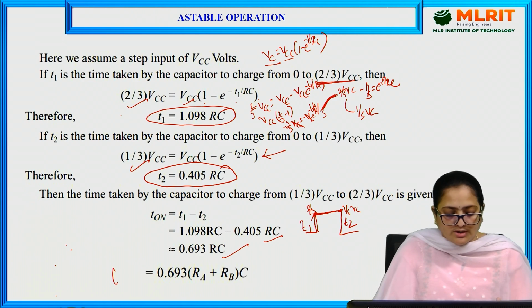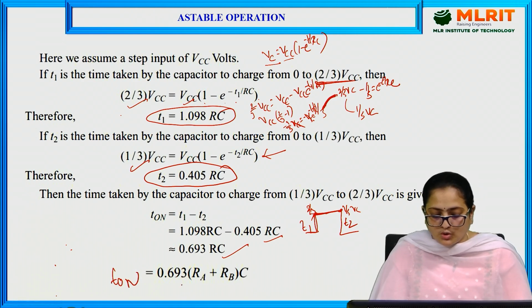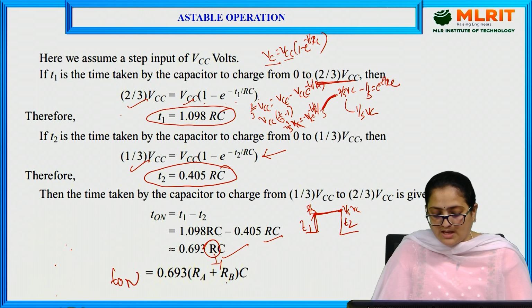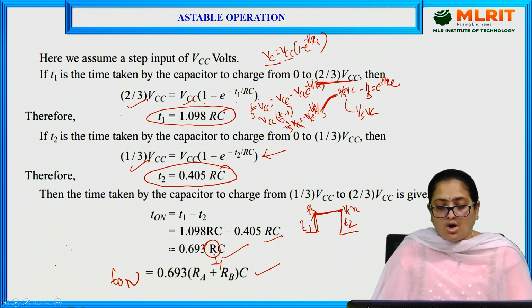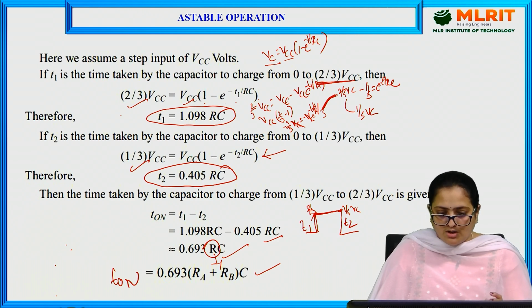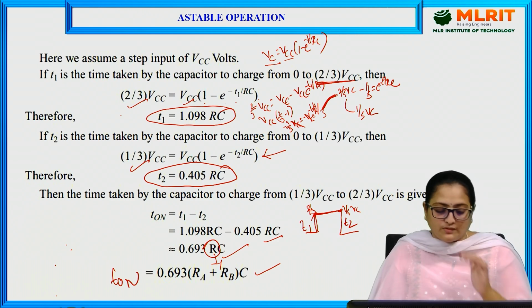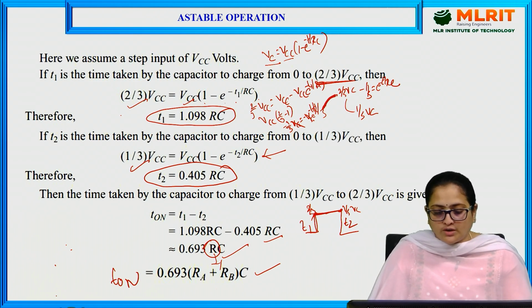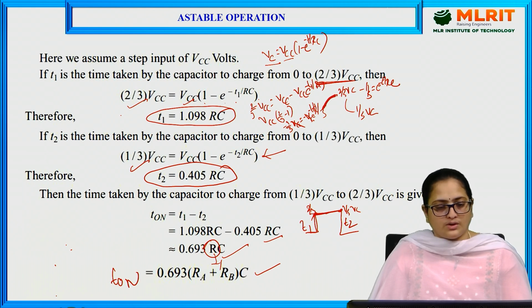So, the T on time will be given as 0.693 into the R value, which is nothing but RA plus RB, into C. This is the on time of an astable multivibrator. That is, T on is equal to 0.693 into RA plus RB into C, which is the on time for an astable multivibrator.